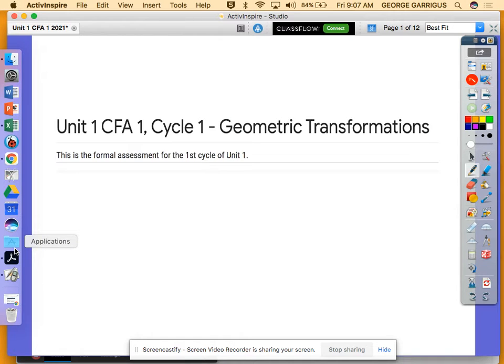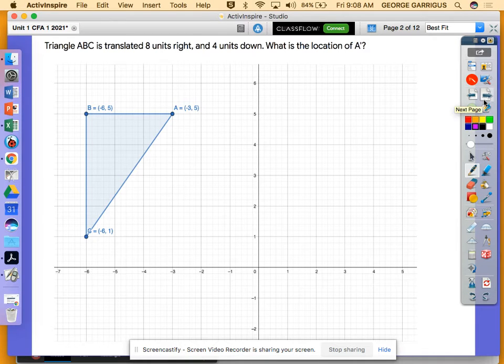Welcome everybody to the Unit 1 CFA 1 Cycle 1 Geometric Transformations quiz. This is the EdPuzzle version of the quiz. So you'll take this quiz and you can have resets on this quiz. And we're left with question number 1.